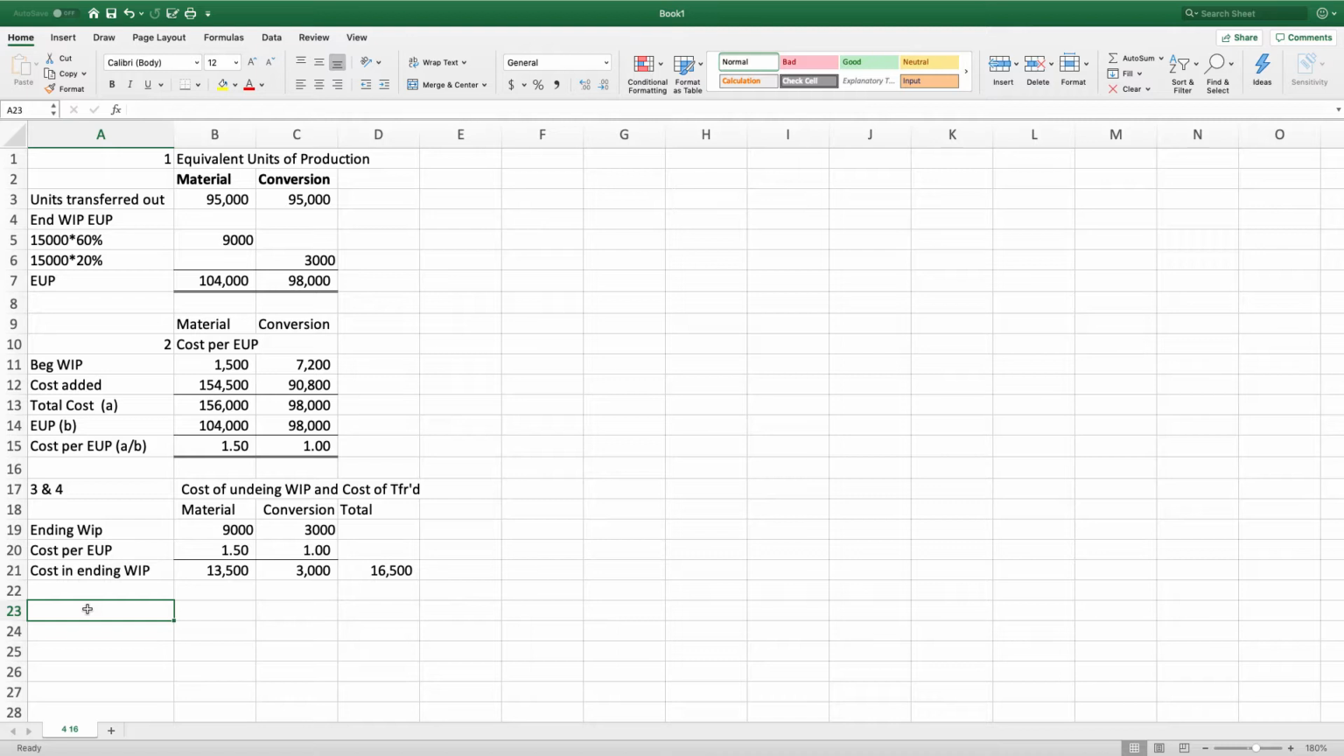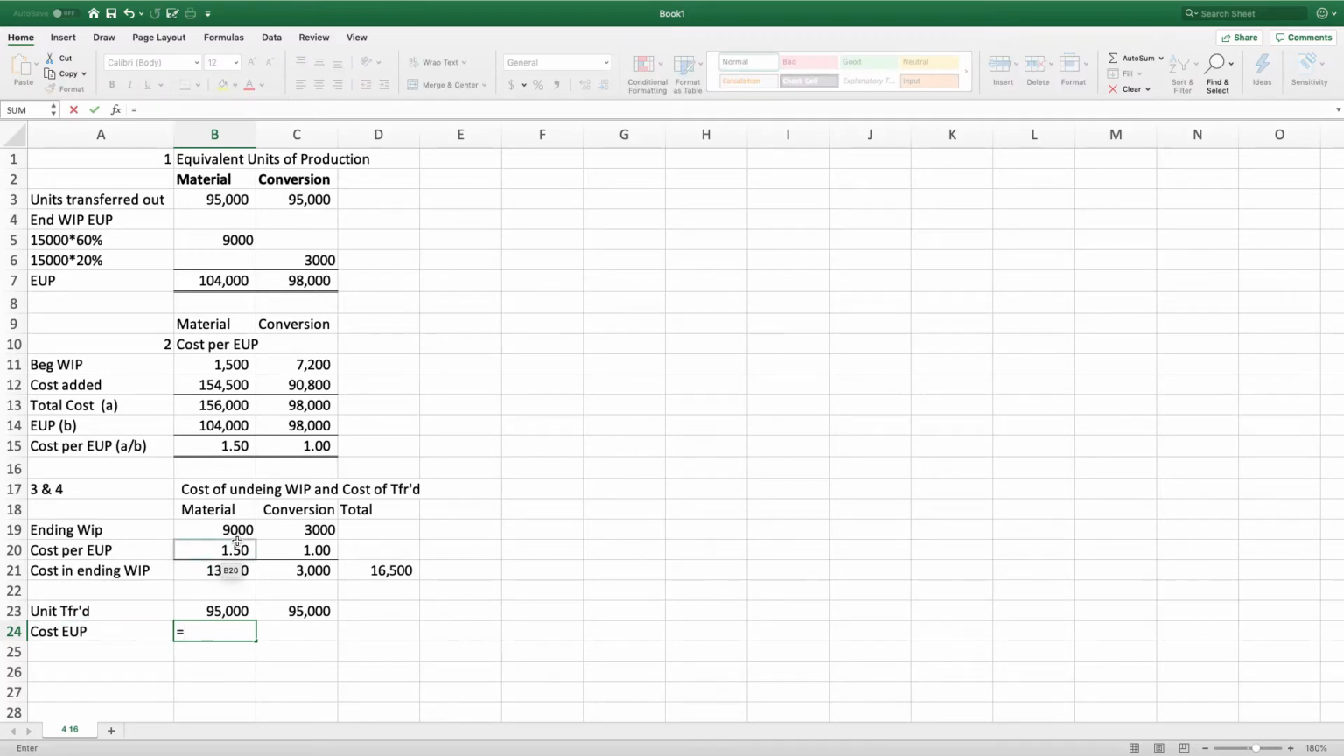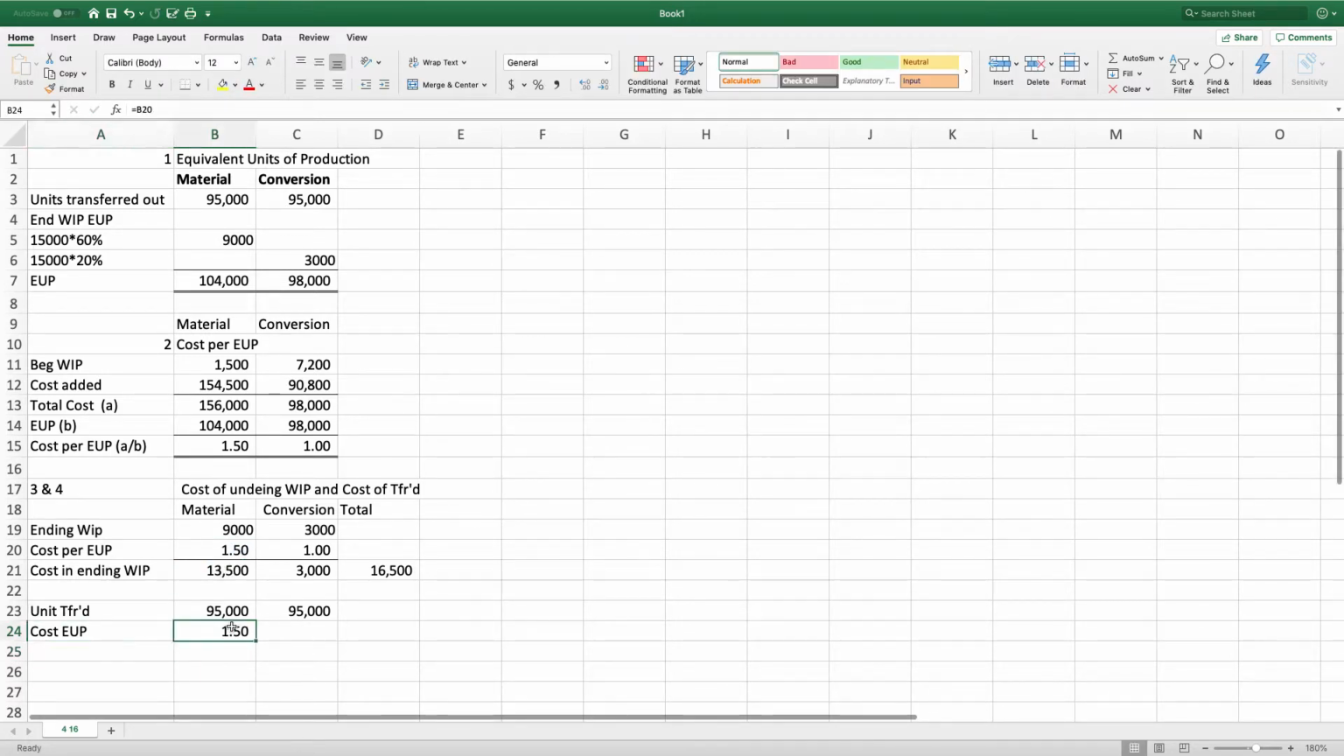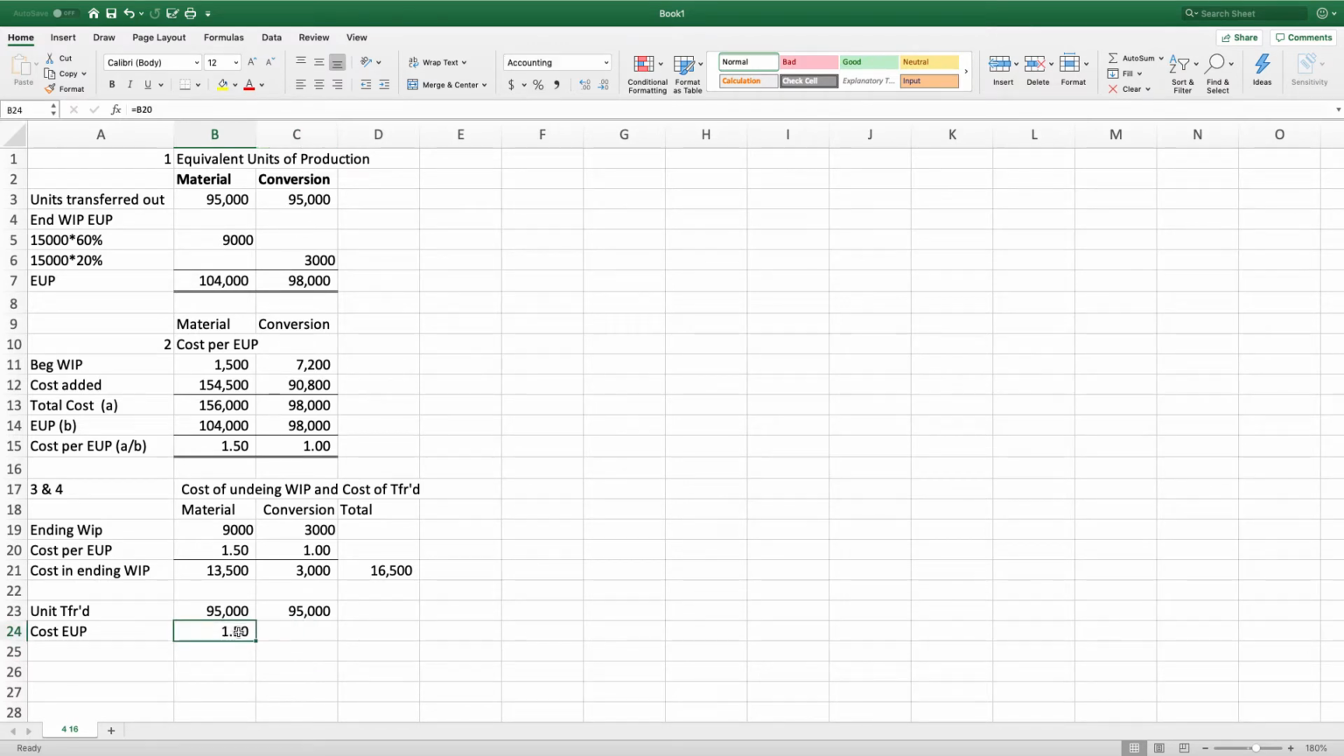which is how do I figure out the cost that I transferred out? Well, I take the units that were transferred. I already figured that out in part 1, 95,000. I know what my cost per EUP is. It's $1.50 with respect to material. It's $1 with respect to conversion costs.